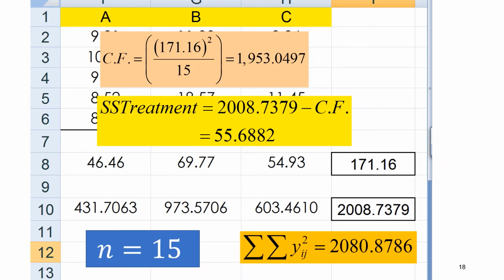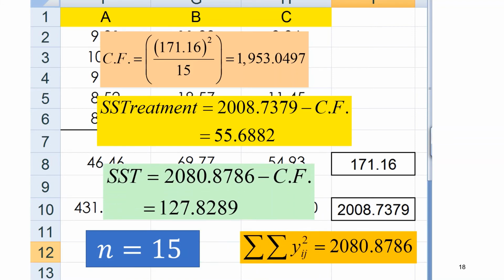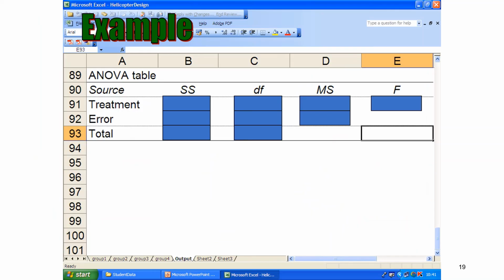Sum of squares for total, denoted by SST, is the sum of squares of the observations minus CF, which is 2080.8786 minus CF, equal to 127.8289. Putting all of the values into the ANOVA table. Starting with treatment sum of squares. Total sum of squares.